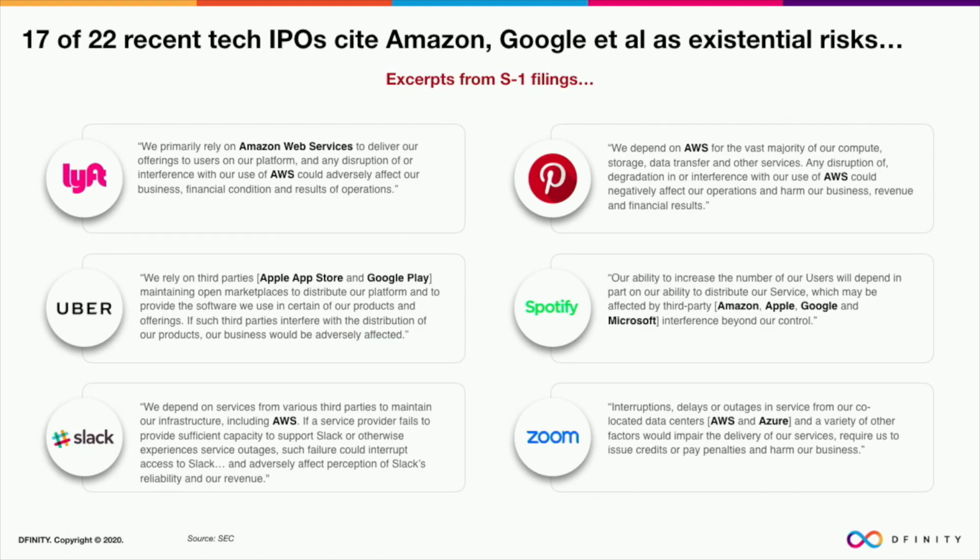And ironically, many of these large tech companies are beholden to large tech as well. 17 out of the 22 recent tech IPOs cite Amazon and Google as existential risks to their business. If you look at these S1 filings, you can see that Lyft cites AWS as a dependency for their business. Uber is citing the Apple App Store and Google Play, Slack also citing AWS. So what we're seeing here is that the space for entrepreneurs is shrinking, and that these dependencies are basically boxing out any sort of new technology. And actually, big tech is beholden to big tech in some ways.